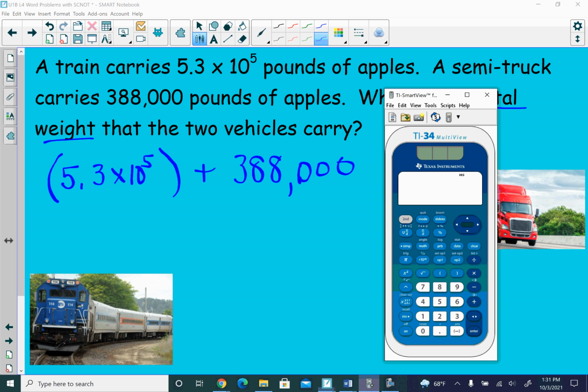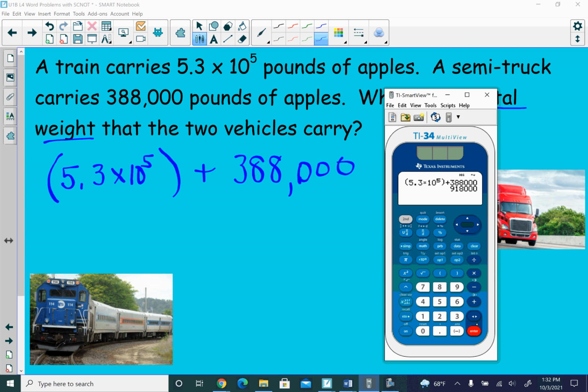Remember, on the calculator, you're always going to put any number in scientific notation in parentheses. So for this one, I'm going to start by saying 5.3, and then we have that times 10 to the n button, which will auto fill in for us, and then we can just put the exponent of 5. I'm going to arrow out of that exponent to close the parentheses. Then again, make sure I have my addition sign. I'm adding to that 388,000. And the nice thing is we don't have to worry about converting it. The calculator will do all of that for us.